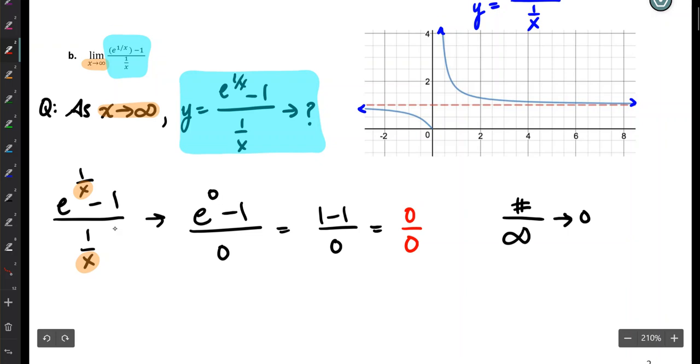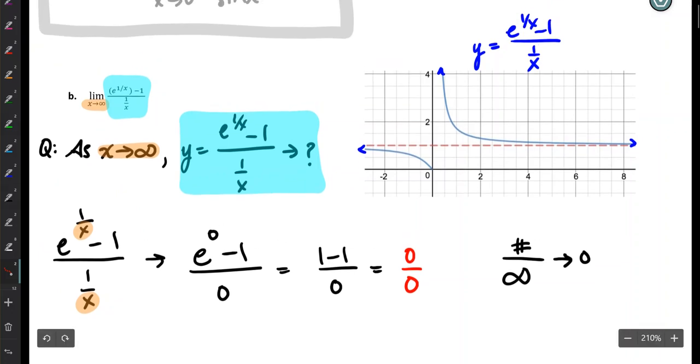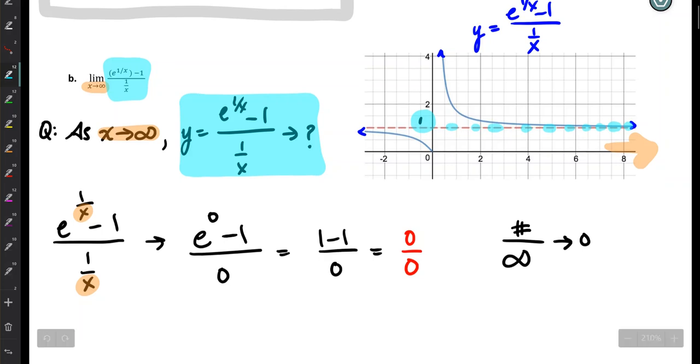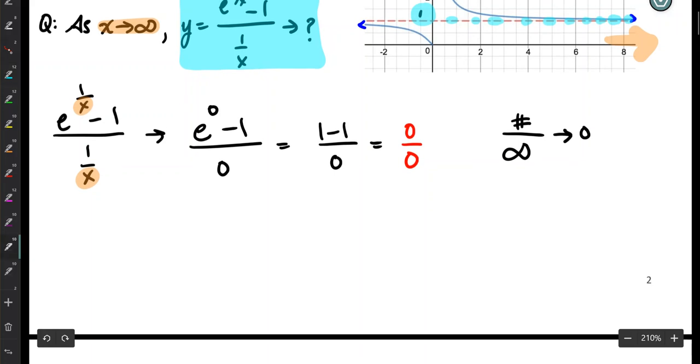Okay, so we don't have the tools to evaluate this limit analytically yet. So what we would then do is graph it, and then we would answer our question graphically. And here I can see that as x is getting big and positive, the y values are getting really, really close to 1. Answer: 1.